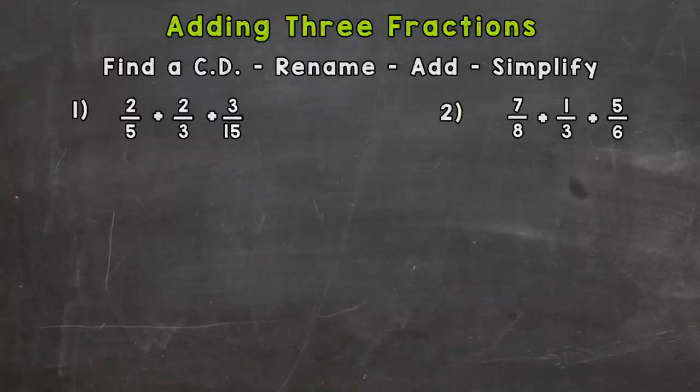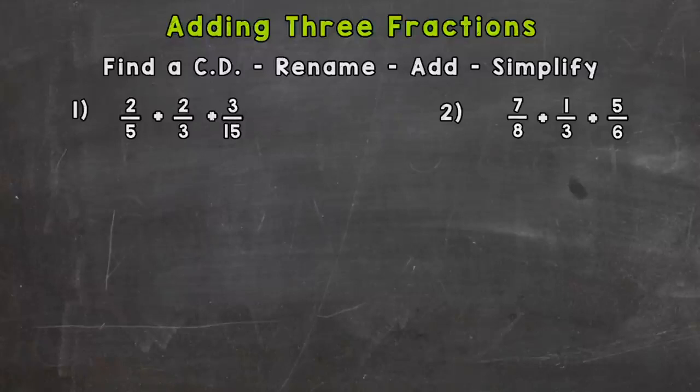In this video, we're going to take a look at adding three fractions. As you can see, there are two problems on your screen that we're going to go through in order to get this down. Now at the top of your screen, for reference, I have the steps we're going to use in order to solve these. And they're actually the same exact steps we use to add two fractions. We're just going to apply it to three. So we're going to find a common denominator, rename with that common denominator, add, and then simplify if necessary.